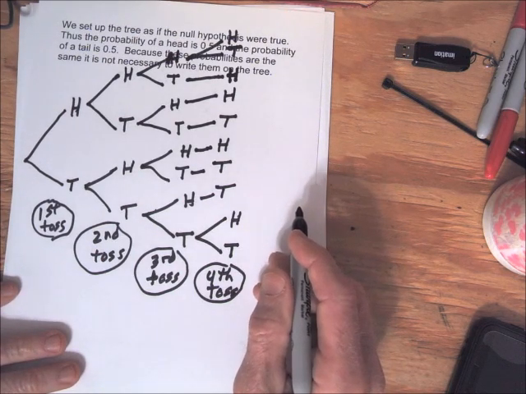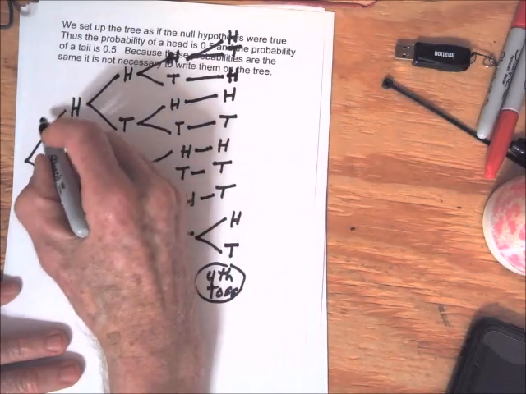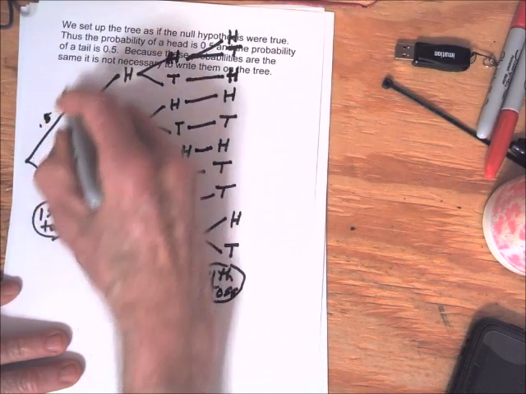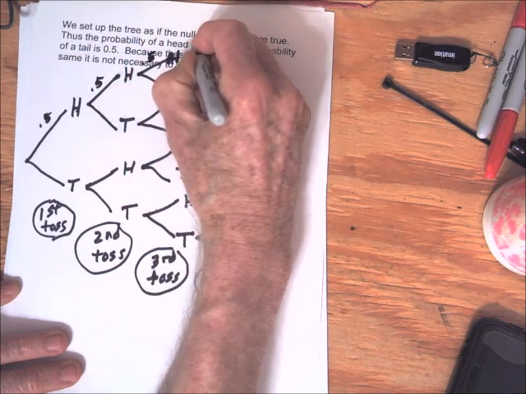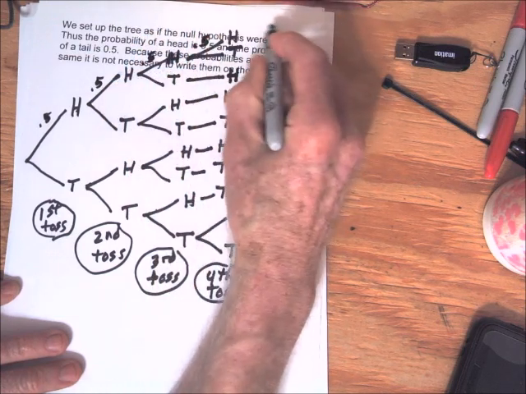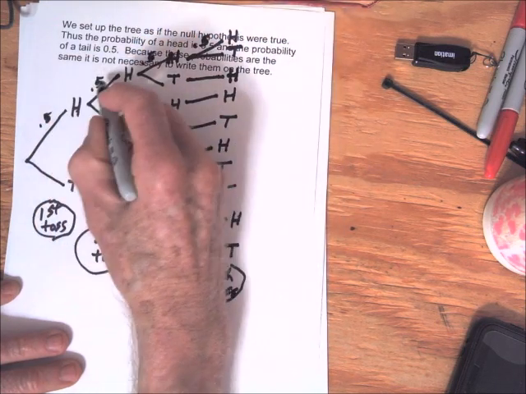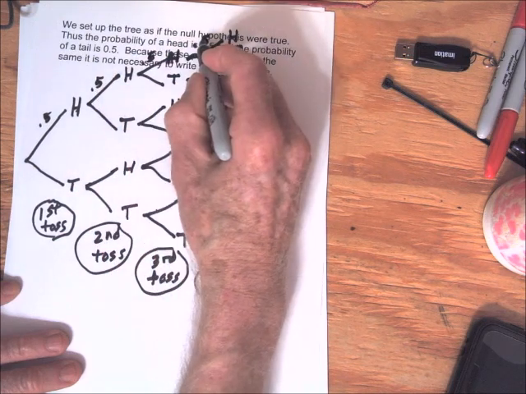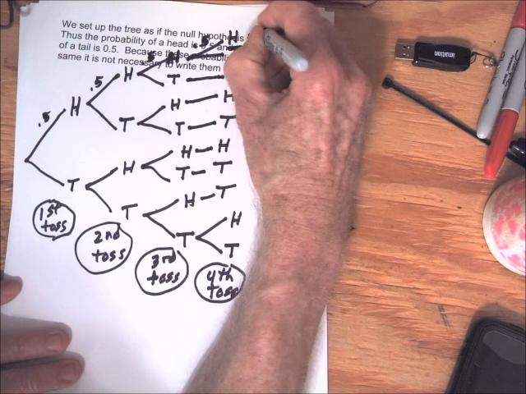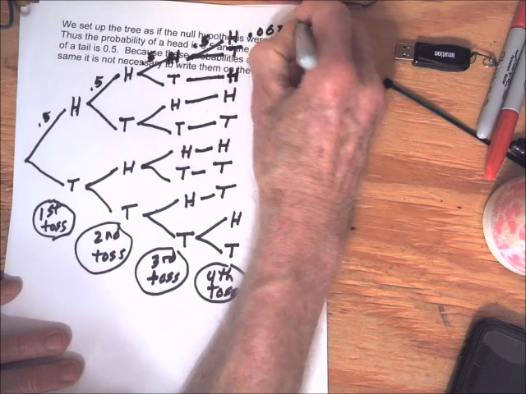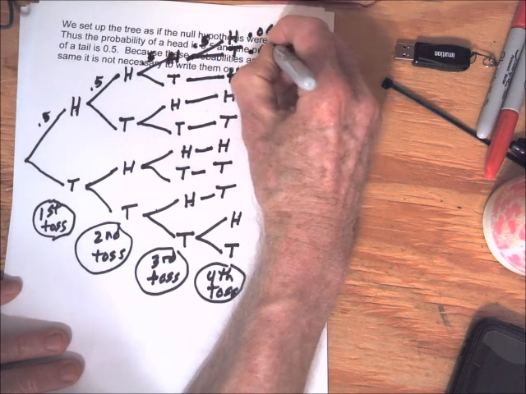Okay, so each of these probabilities are going to be the same. The probability of a head is 0.5, the probability of a tail is 0.5. So I didn't write in all the probabilities here. These paths will all have the same probability. 0.5 times 0.5 times 0.5 times 0.5 will be 0.0625. So all of these are going to be the same.